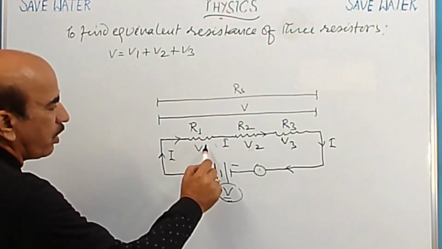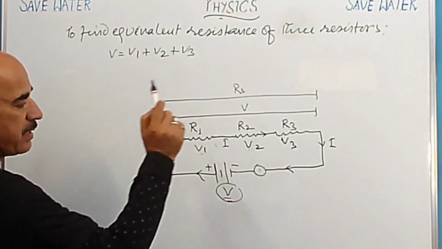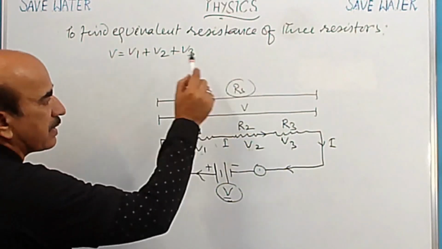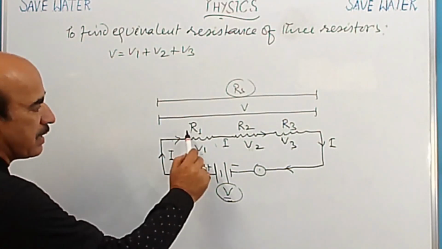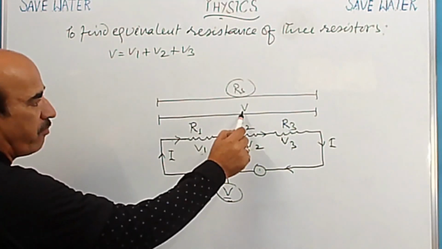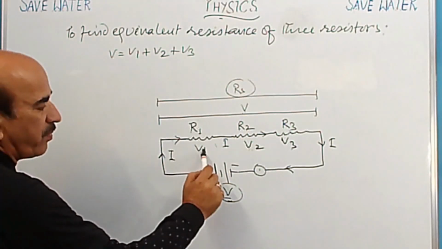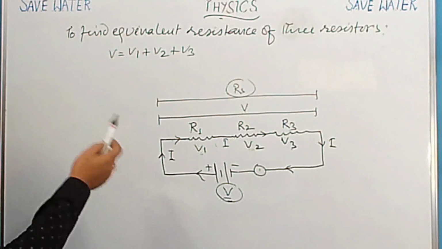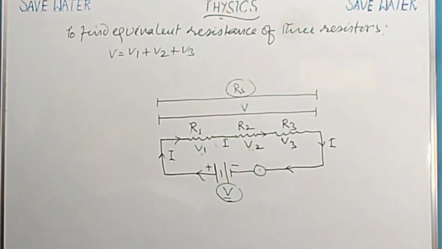And the amount of current in all three is the same, I, through R1, R2, R3. And taking the equivalent resistance as RS, RS is the sum of R1, R2, R3, just as V is the sum of V1, V2 and V3. Any problem here? So note this down quickly.